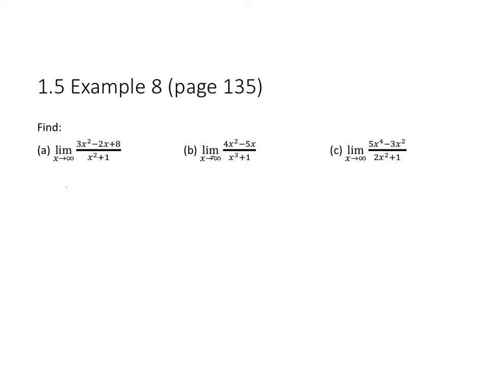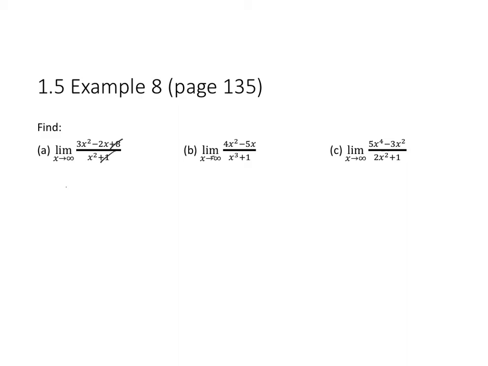So in part A, the limit as x goes to infinity of (3x squared minus 2x plus 8) over (x squared plus 1). So I want you to imagine that you have $1 million. Do you care if you add $8 or add $1 to your $1 million? I mean, since we don't have $1 million, yes, we care a lot, but if you were like Bill Gates, $8 or $1 definitely doesn't matter to you. So we're going to ignore those.